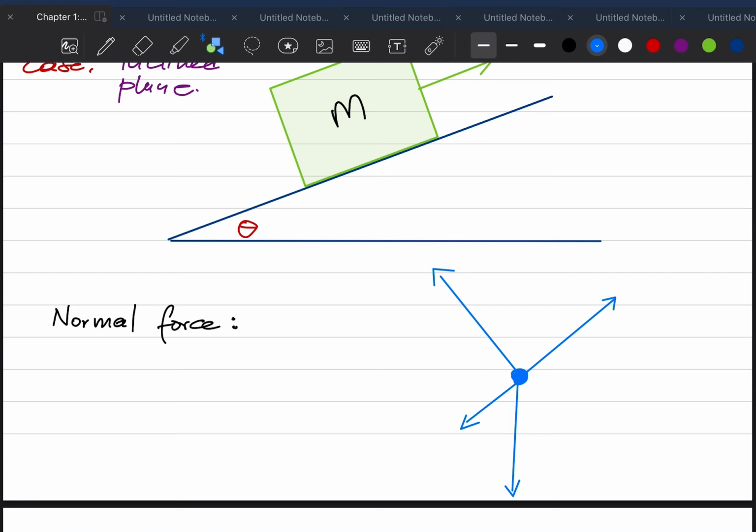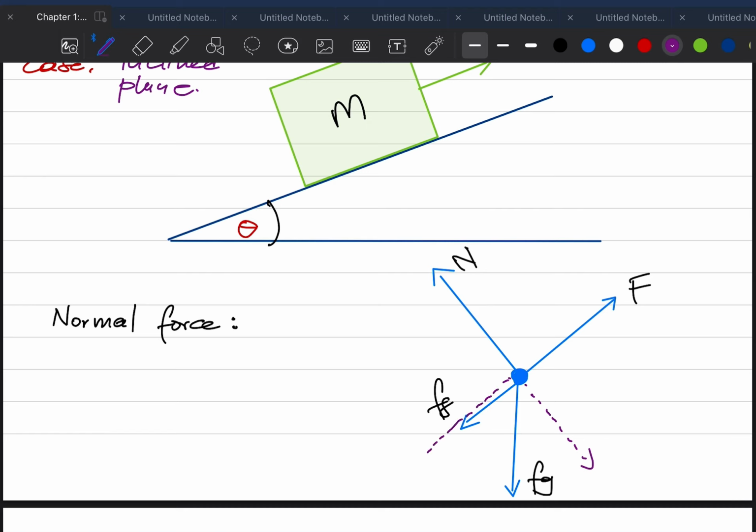So this is my normal force. This is my Fg. This is my force applied. This is my frictional force. Now, since we have an angle here, we need to draw our component system. So we're going to have our first component there and another component there.